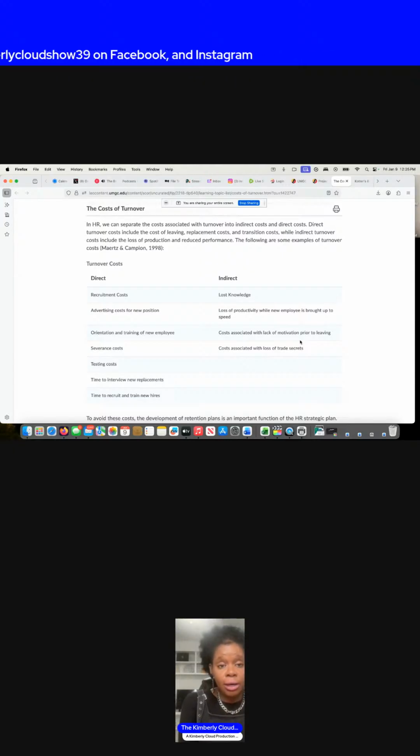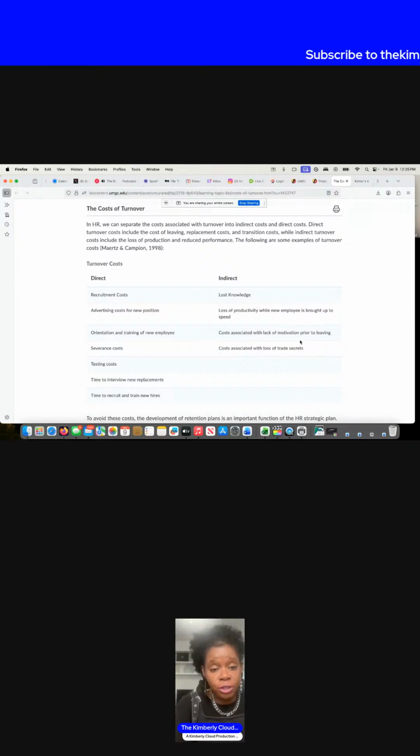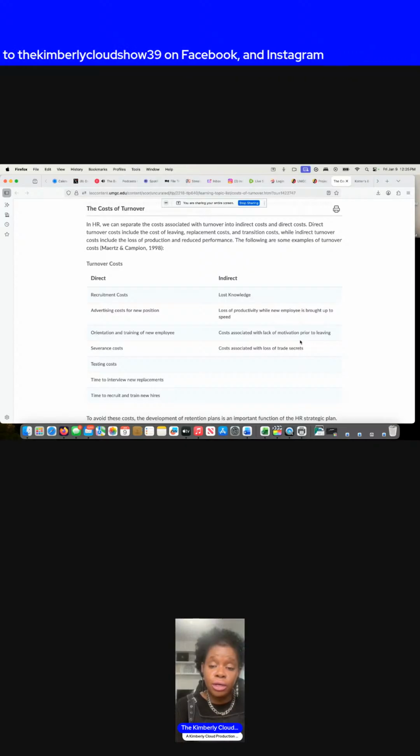Direct: recruitment costs, advertising costs for new positions, orientation and training of a new employee, severance costs, testing costs, time to interview new replacement, time to recruit and train new hires. Indirect: lost knowledge, lost productivity while the new employee is brought up to speed, costs associated with the lack of motivation prior to leaving, and costs associated with the loss of trade secrets.